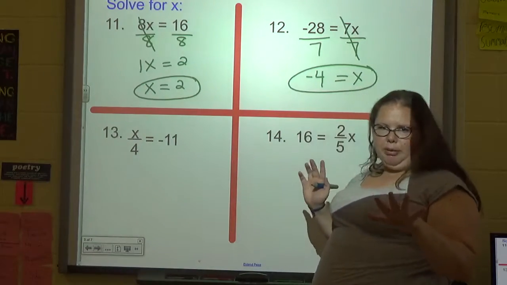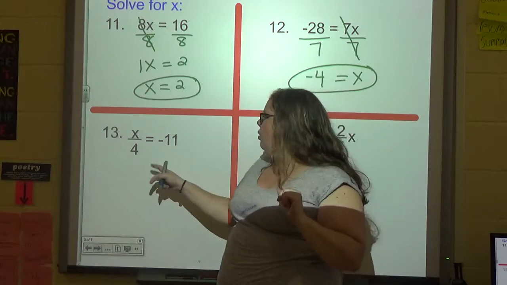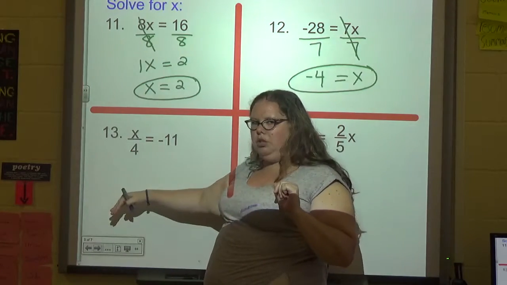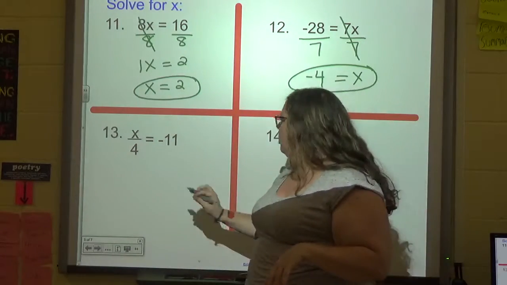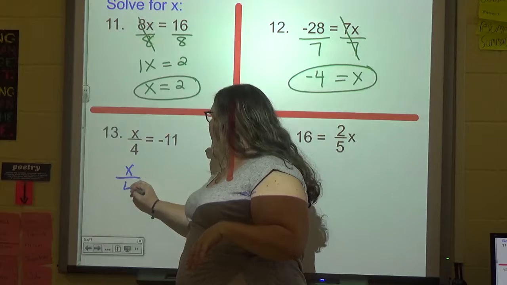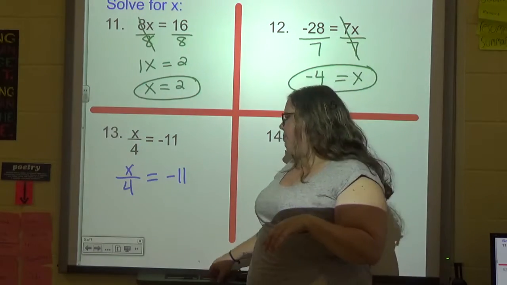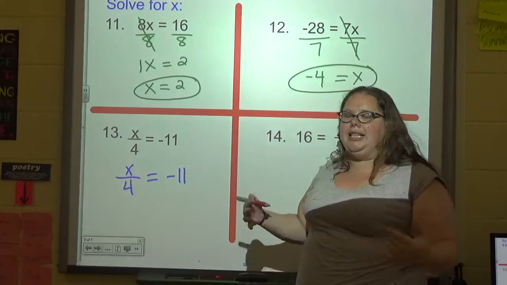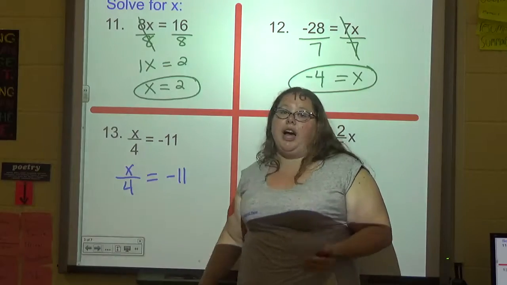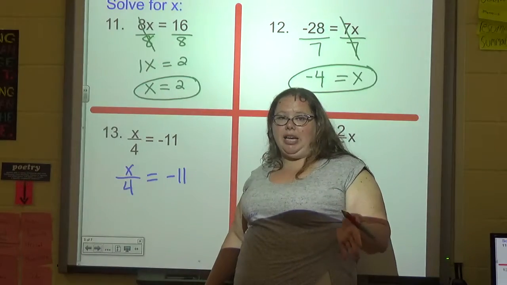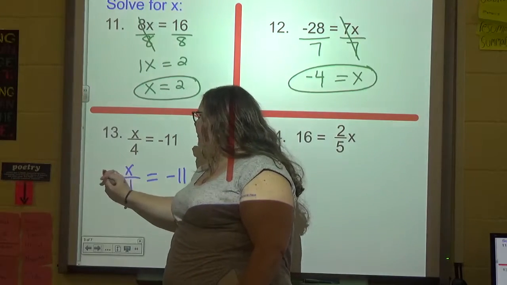These tend to be a little more complicated. Students have a little more trouble with these. So instead of going down, we tend to go out with these just to make our life a little easier. I'm actually going to rewrite it. X over 4 equals negative 11. So just like the others, my question was, what is x and that other number doing? In this case, we have that line, they're dividing. What's the opposite of dividing? Multiplying. So we're going to multiply both sides by 4.